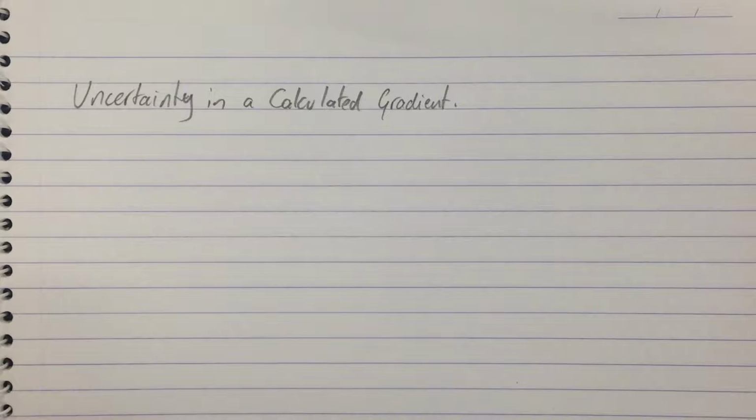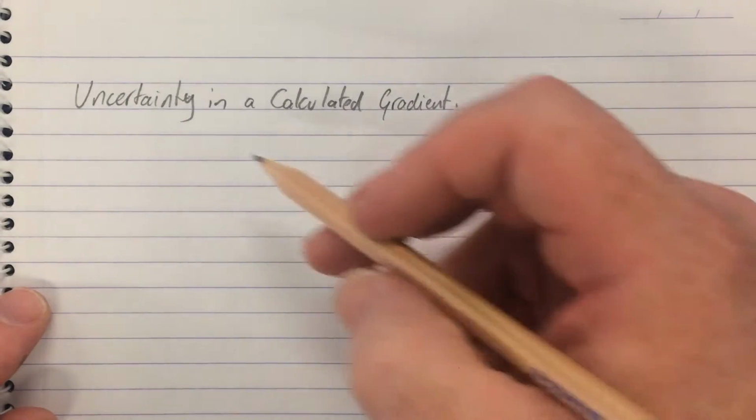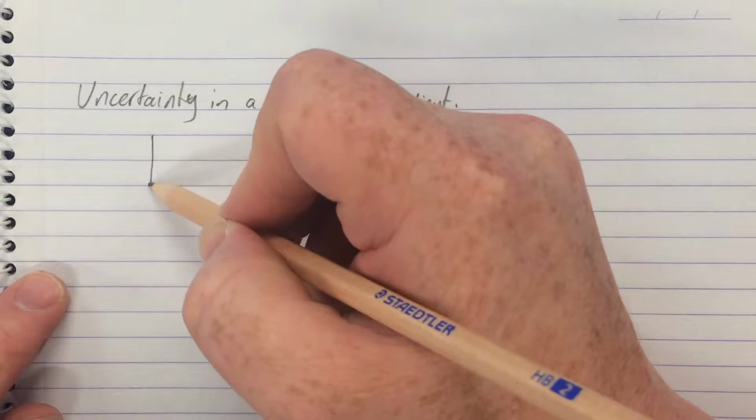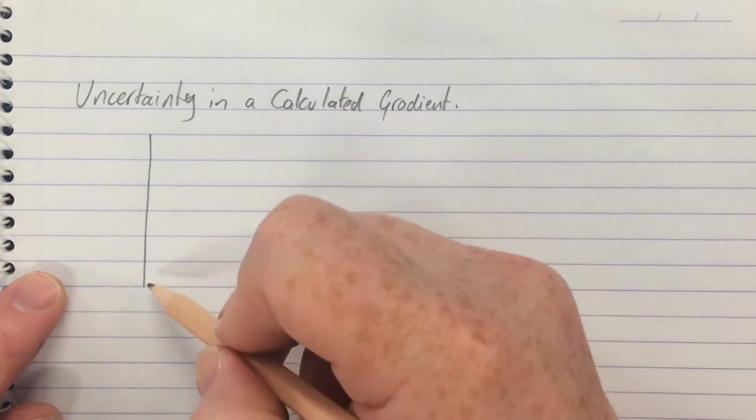In this video, I'm going to talk you through evaluating the uncertainty in a calculated gradient. So in order to do that, I'm just going to review calculating the gradient of a line of best fit.